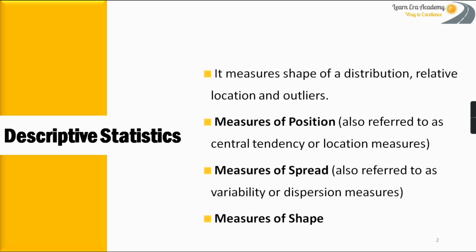Various numerical measures are measures of position, also called central tendency or location measures. The second category is measures of spread or variability, otherwise called dispersion. The third category is measures of shape. Now we can see them one by one.